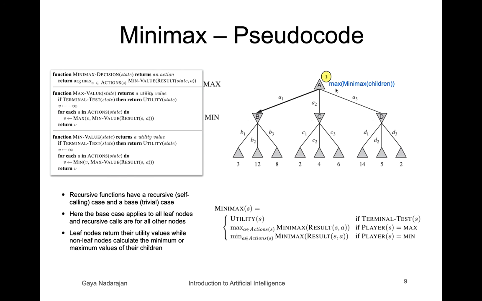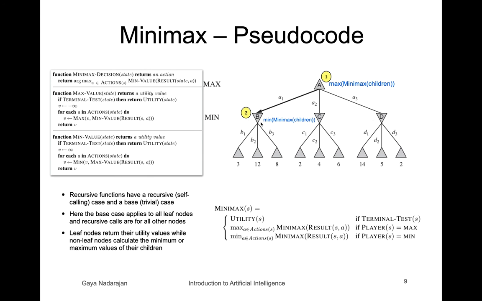Okay, so it goes to the first child. Let's just say it starts here. And it's going to do this test again. Is it a terminal node? No. Is it max? No, because it's min. Is it min? Yes. So if it's min, what you're going to do is get the minimum value of the results of applying all the possible actions from here, from state B. And therefore, I'm going to get the minimax of all my children.